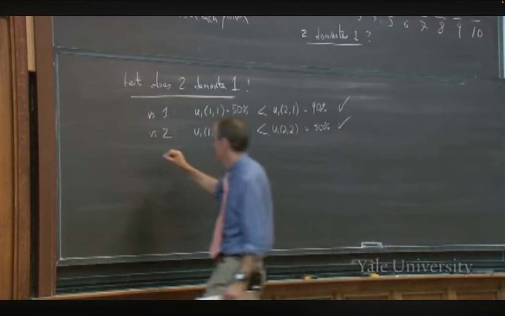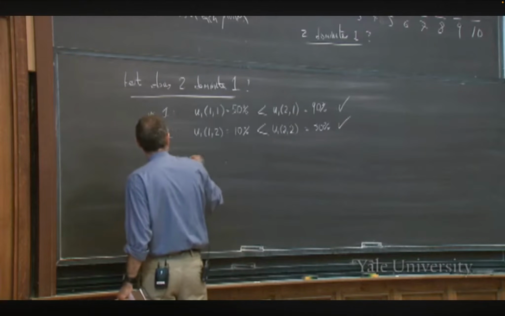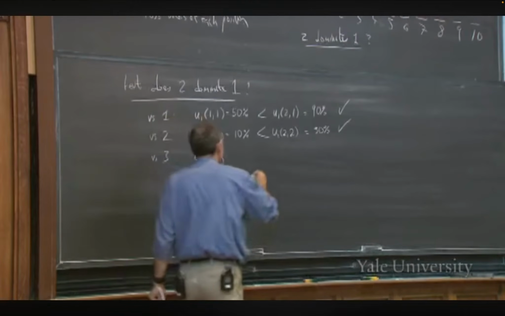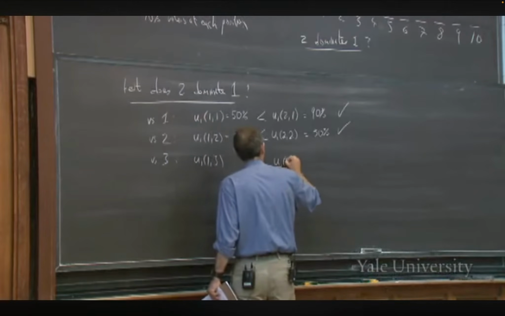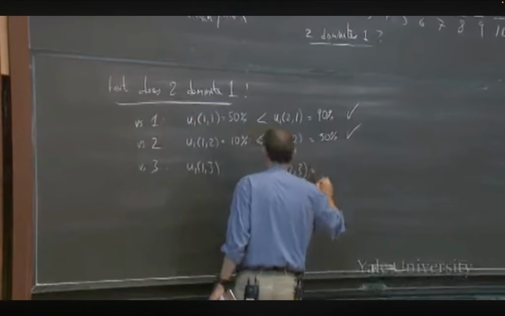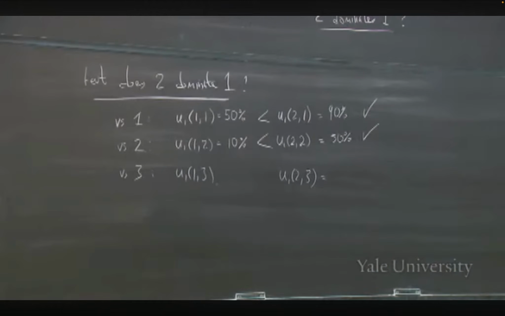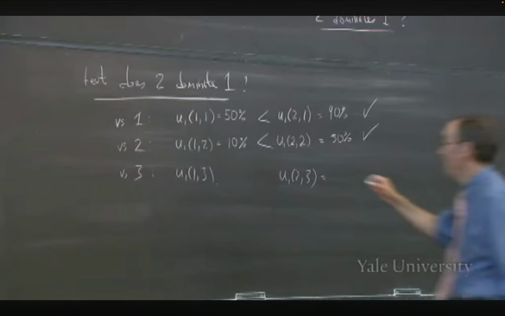Everyone happy with that? So we showed this choice was better and this choice was better, and we're going to keep on going. Against 3. Now we're comparing my choosing 1 versus 3, and my choosing 2 versus 3. If I choose 1 against 3, what share of the vote do I get? I'm going to get all the people at position 1 and half the people at position 2 for a total of 15.